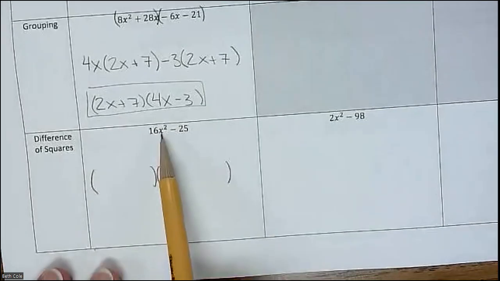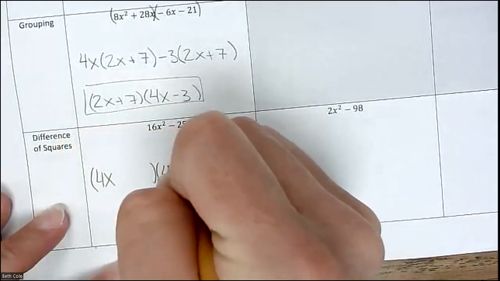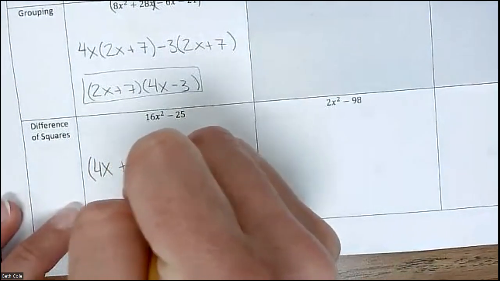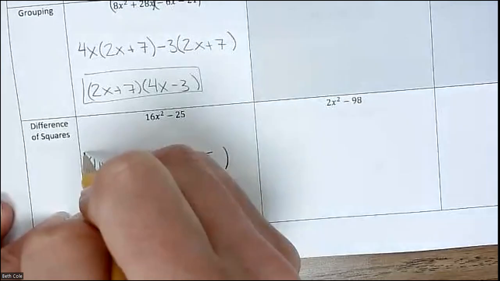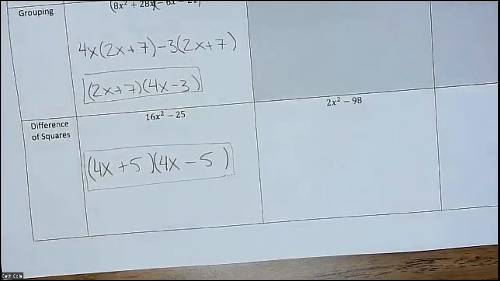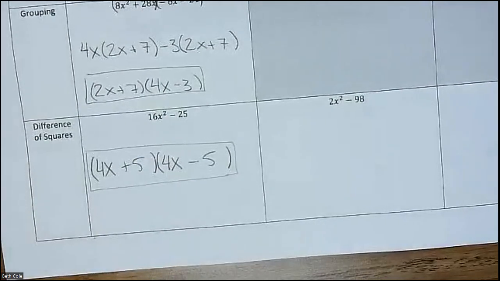So what's your square root for 16? 4. So it'll be 4x, like in the start of the parentheses. And then what's your square root for 25? So it'll be plus 5 and minus 5. You can write 4x minus 5 and 4x plus 5. It doesn't matter which one's which.